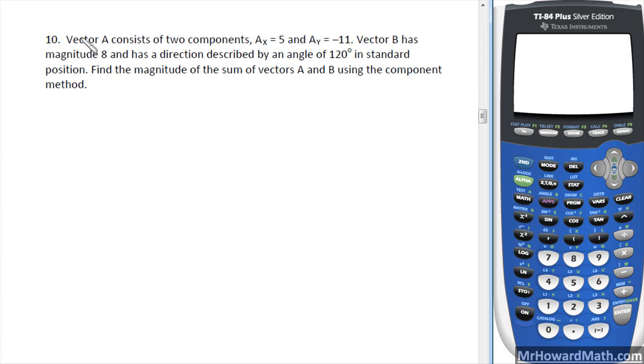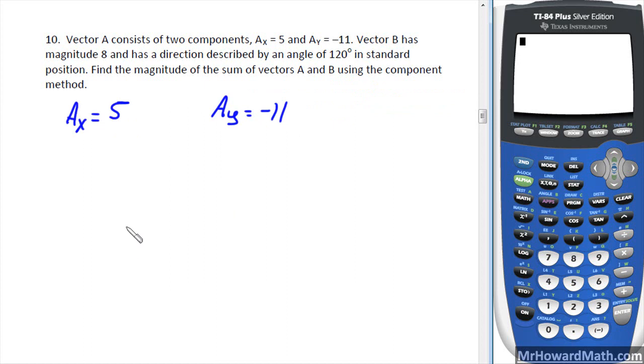Now for problem 10, vector A consists of two components. They give us the horizontal and vertical component. Vector B has magnitude 8 and has a direction described by an angle of 120 degrees in standard position. Find the magnitude of the sum of vectors A and B using the component method. So we know that A sub x is 5. We know that A sub y is negative 11. So now we just need to find the horizontal and vertical component of vector B.